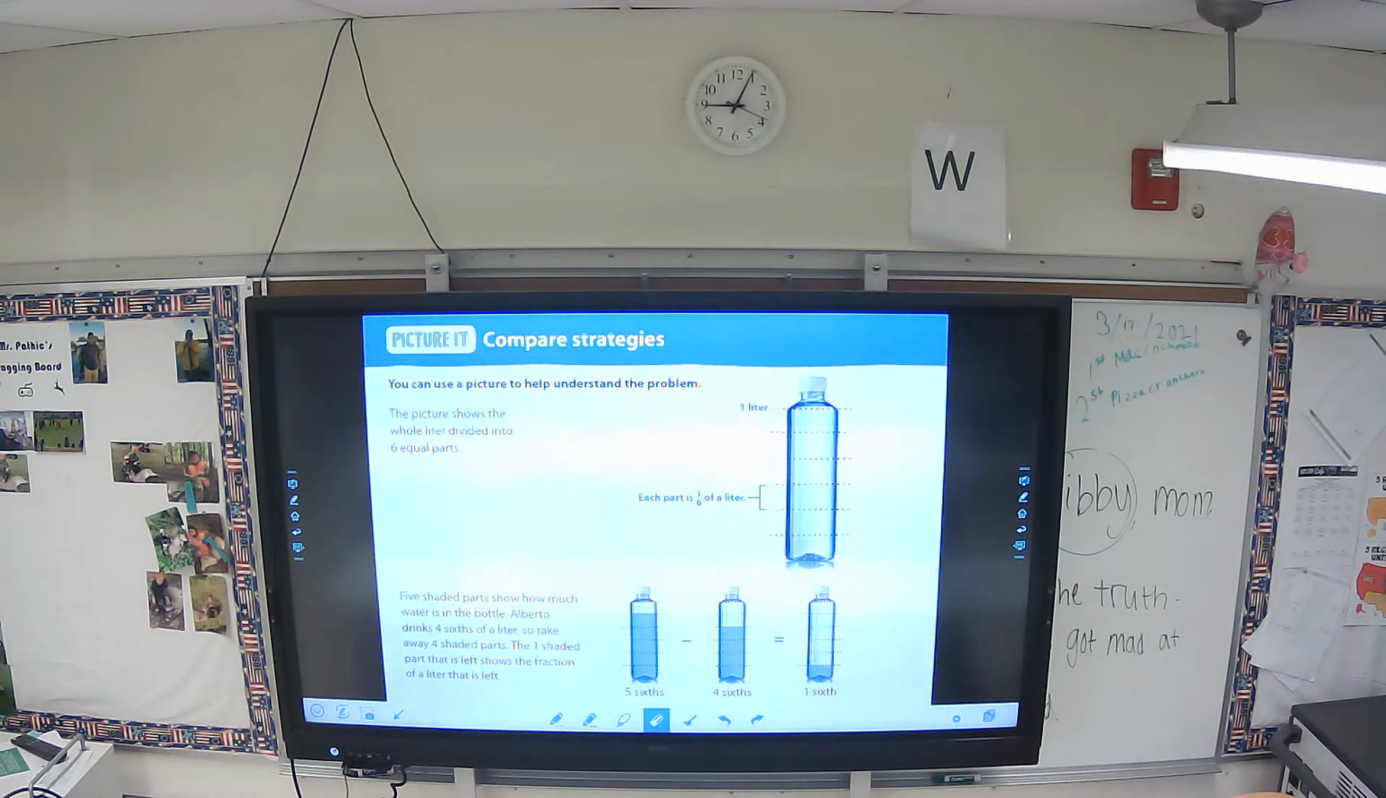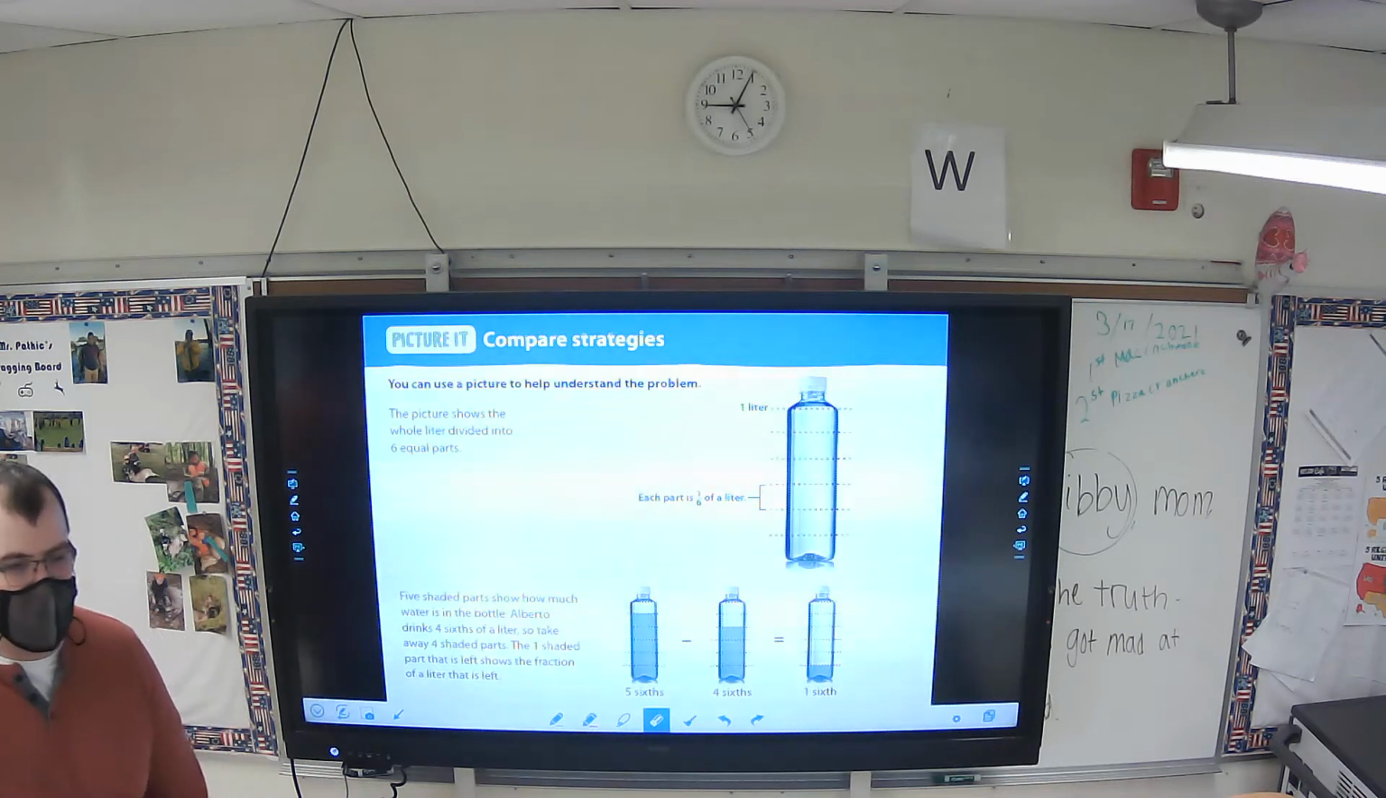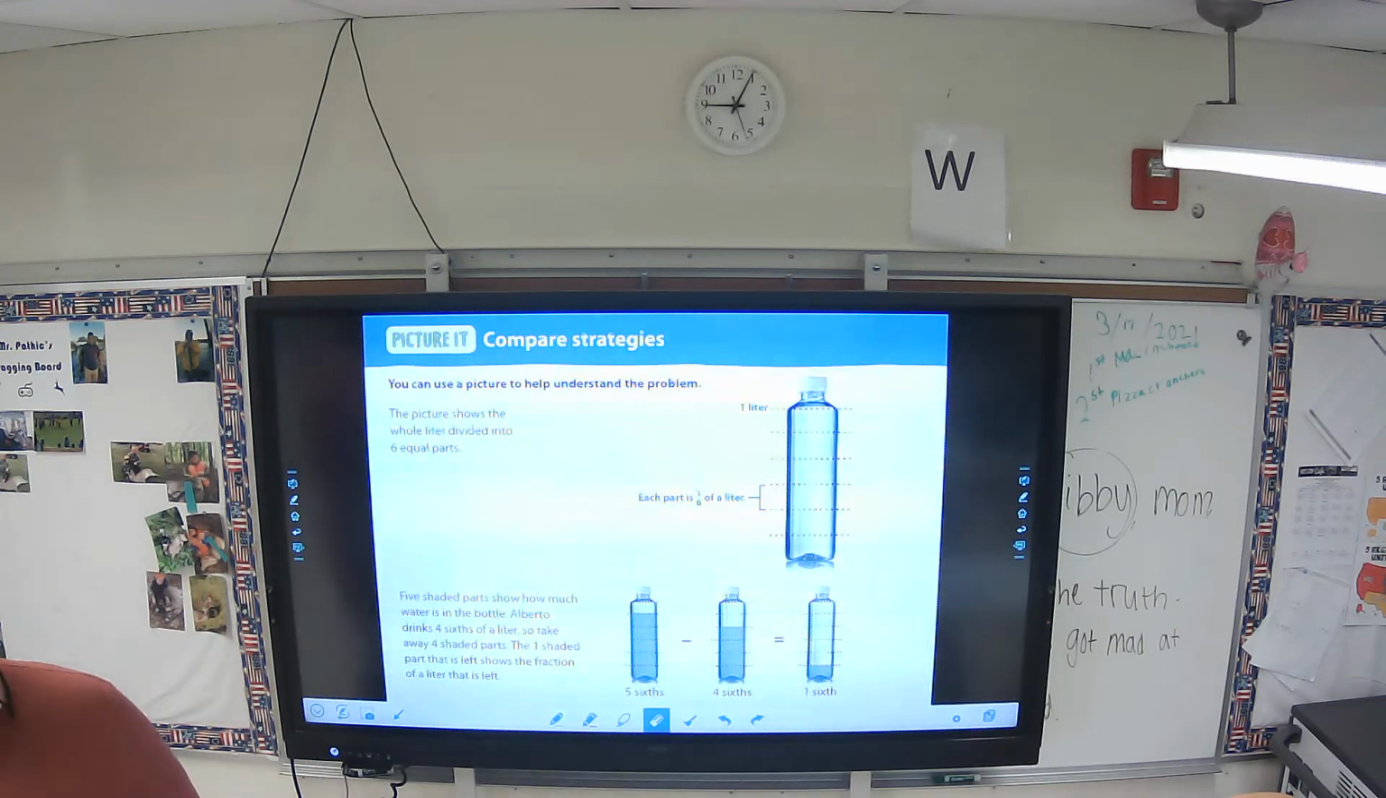All right, you can use a picture to help you understand the problem. So each part is 1/6, right? Yeah. How do we know each part is 1/6? Because there's 6 parts and they're equal. There's 6 parts and equal, right? Yes.